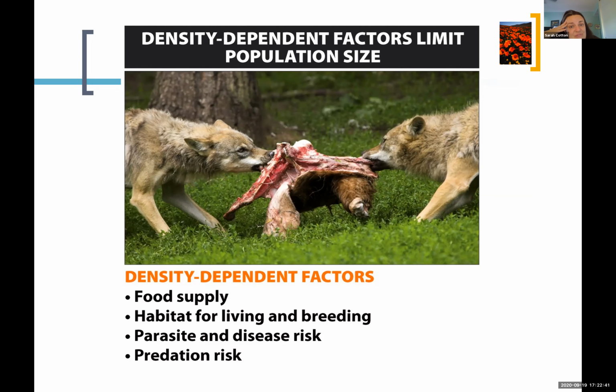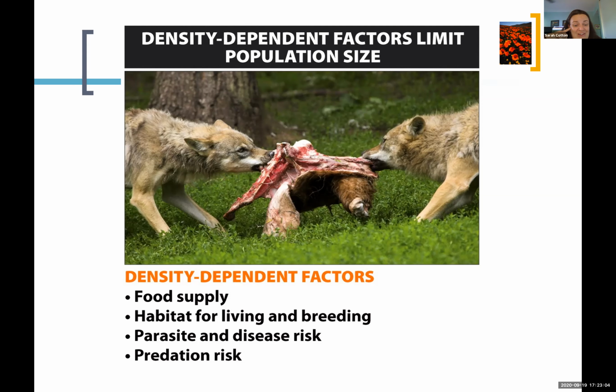Having enough habitat for living and breeding, so actual physical space, is another thing that's density dependent. Is there enough space for everyone? Well, it depends on how many everyones there are. Does that make sense? I hope it does. This is something that we're feeling right now. We are feeling this, okay?